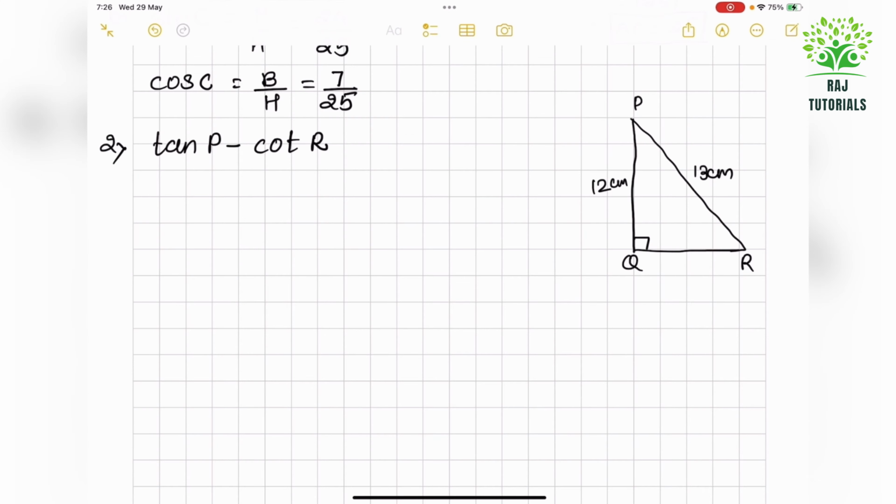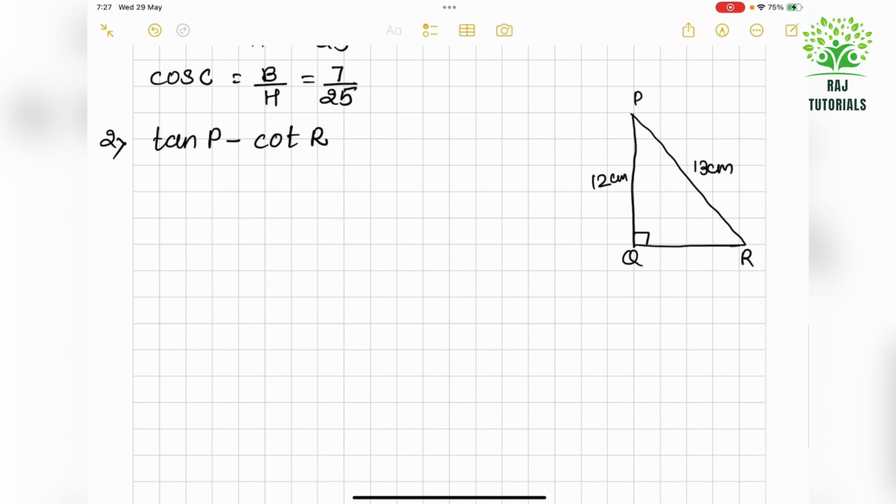In the next question it is given, in the given figure, find tan P minus cot R. So again, I am given PQ and QR. One angle is P, one angle is R. But the problem is I don't know the base QR. So to find the base, I again have to use the Pythagoras theorem.